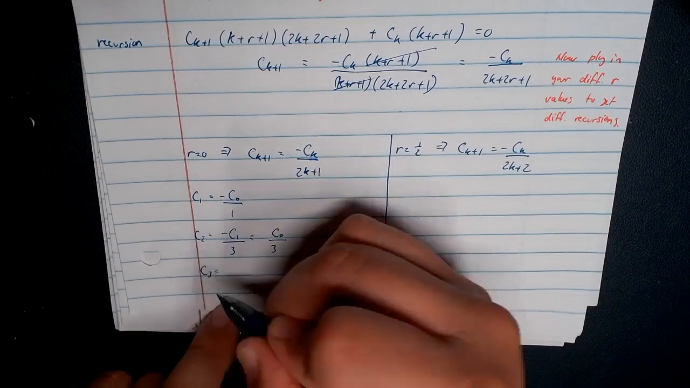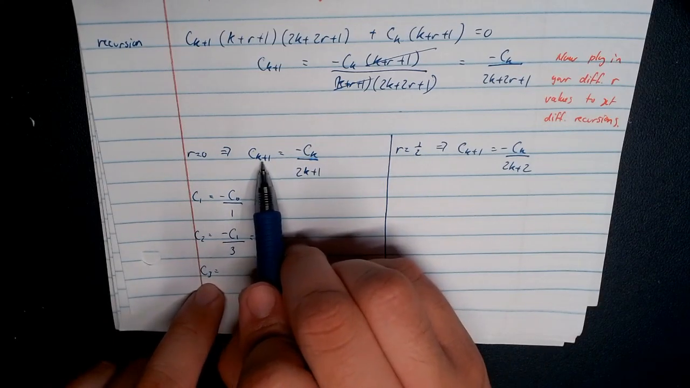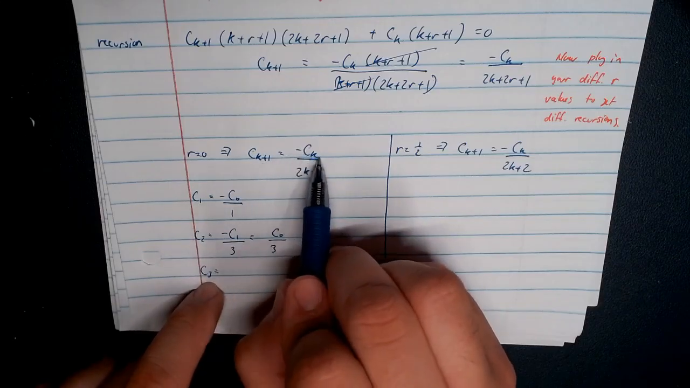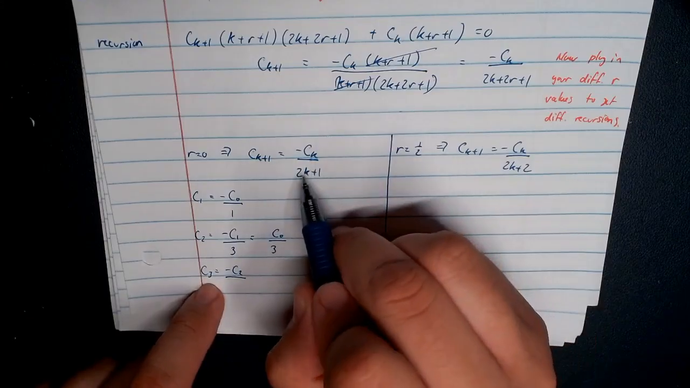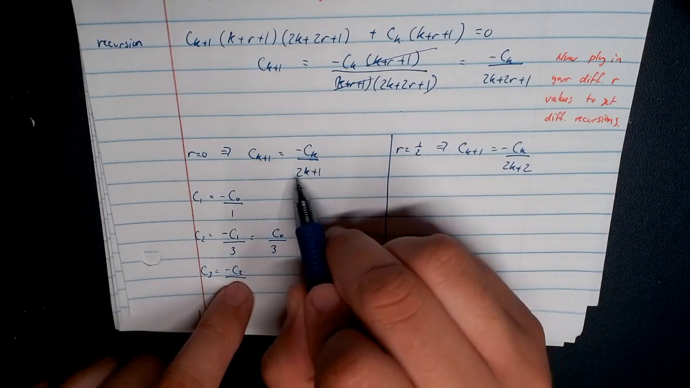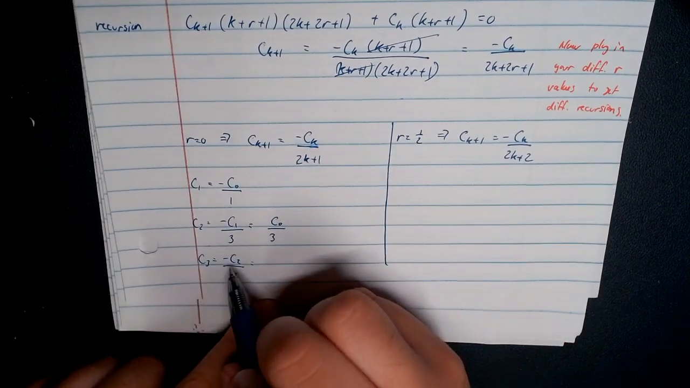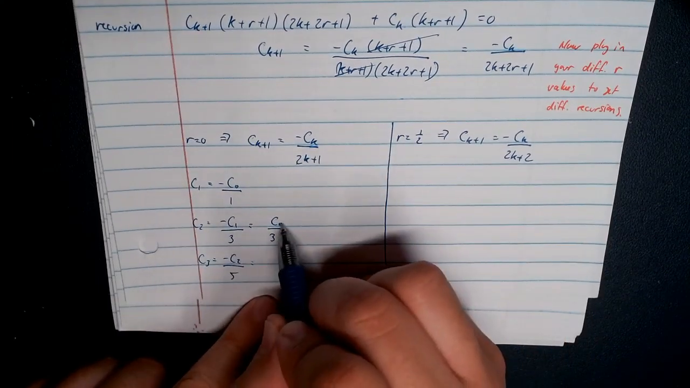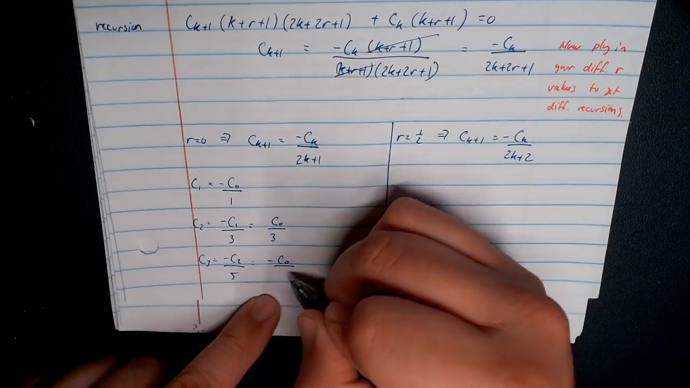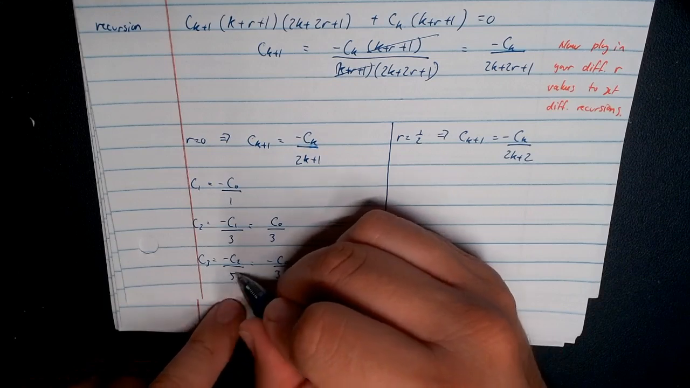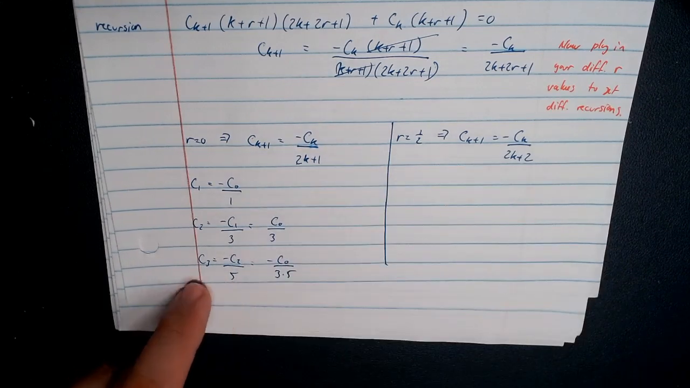If I find C3, that's because k was 2. When k is 2, I get C3. So that's going to be negative C2 over, what did I say? K was equal to 2, so 2 times 2 is 4 plus 1 is 5. But C2 itself was C0 over 3, so I'm going to want the negative of that. But then I'm dividing by another 5, so that'll be 3 times 5.